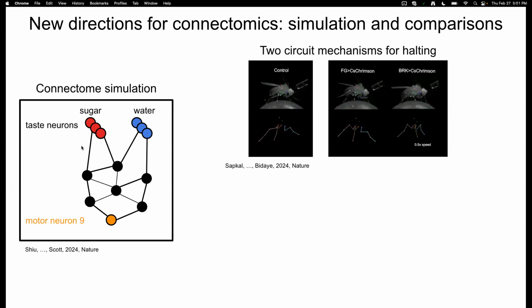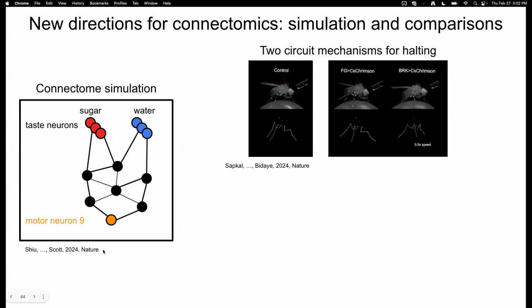A whole simulation of the entire data set has already been done by Xu et al. And one thing that how they tested that their simulation is actually correct is by looking at how taste neurons impact the specific motor neuron 9. So motor neuron 9 is important for the extension of the proboscis, so the snout, for feeding. And in their simulation, they activated taste neurons for sugar and for water, and tested how motor neuron 9 would respond in their simulation.